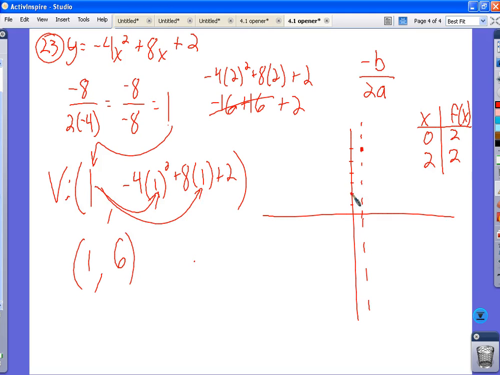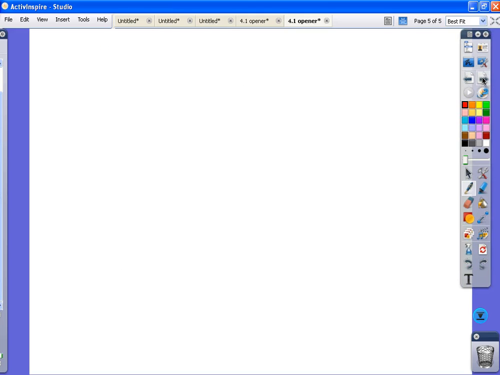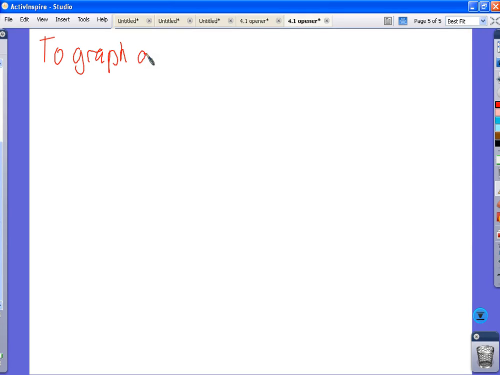Okay, so we have 0, 2, and we have 2, 2. And were we right about that negative 4? What did that negative 4 tell us? It opens down. Okay. So, to graph a quadratic in standard form.